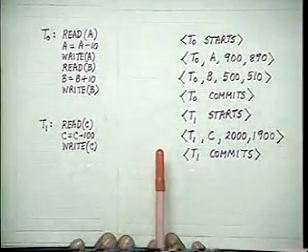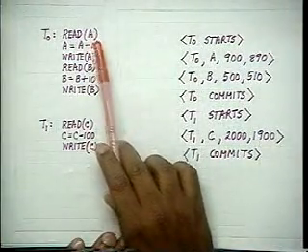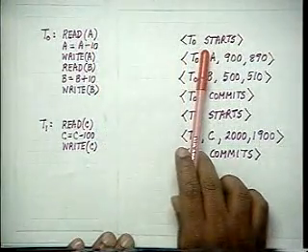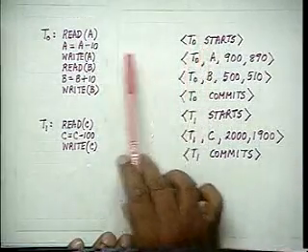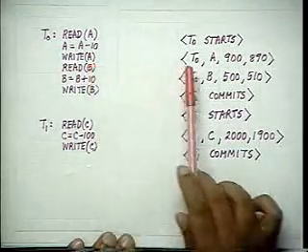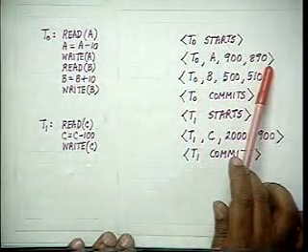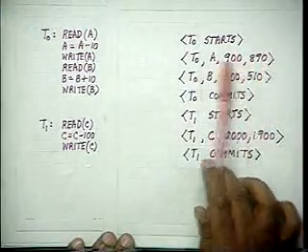Let us see what happens here. Before read A is executed, T0 starts is written, and the log record is written onto stable storage. A is assigned A minus 10. When write A is done, the record T0, A, 900, 890 is written first onto stable storage.